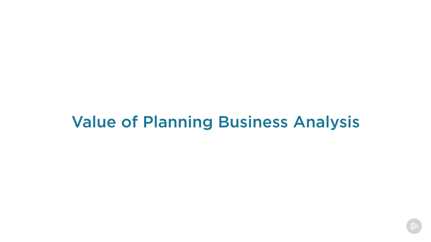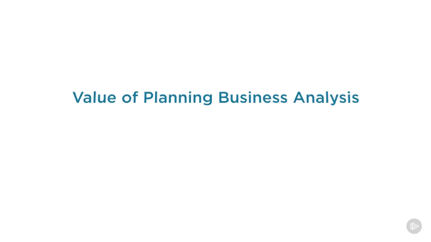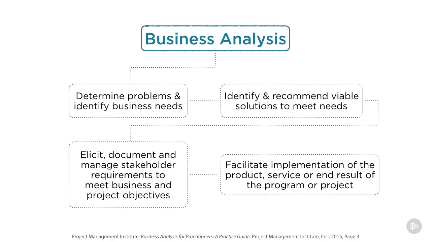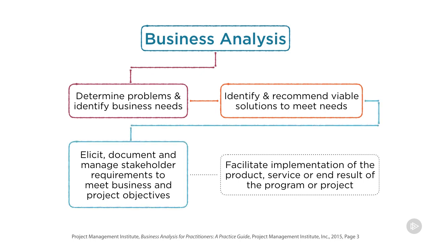When we introduced business analysis in the previous course, we said that it really consisted of 4 key steps. First among these is to determine problems and to identify business needs. That's some of what we try to accomplish during needs assessment. Moving forward, we then identify and recommend viable solutions in order to meet these needs. Following that, we want to elicit, document, and manage stakeholder requirements in order to meet business and project objectives.